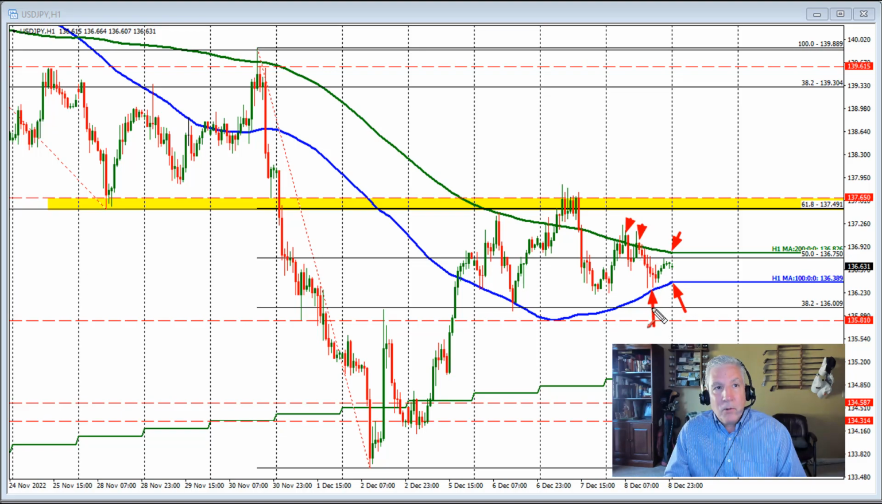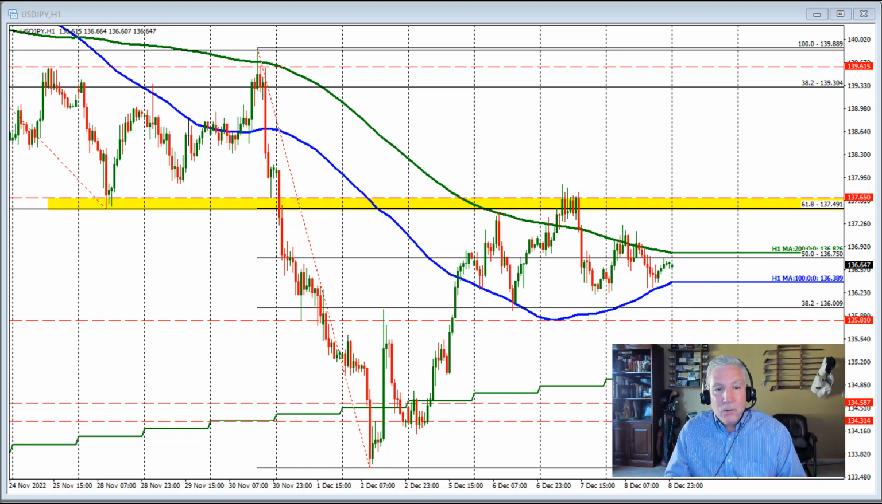But I like the fact that the market found support buyers against the 100-hour moving average here and is trying to push higher. Now, we do need to get above the 200-hour moving average. We need to get above the 50% retracement of last week's trading range, that's the high to the low. That comes in at 136.75 to 136.83. Get above that level, and that would increase the bullish bias for the dollar versus yen. If we can't get above that level and we move back below the 100-hour moving average, that's going to be a negative bias for the currency pair.